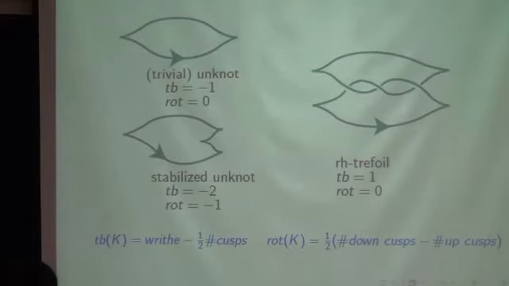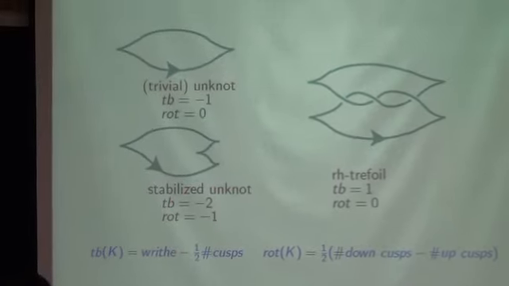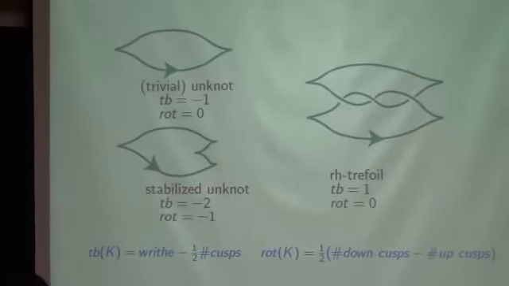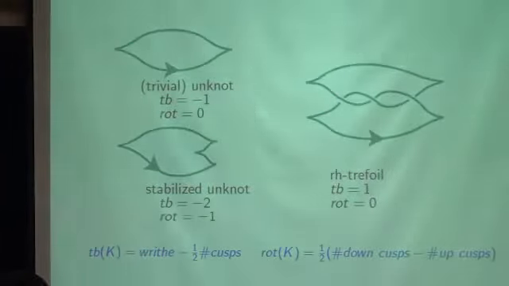Is there a knot with those same TB and rotation that is not the unknot? Yes. Sorry, now we're getting fancier. There are lots of things in other knot classes, but actually the unknot is special in that TB and rotation completely determine it. So this is the only unknot with these TB and rotation, and we'll come back to that.